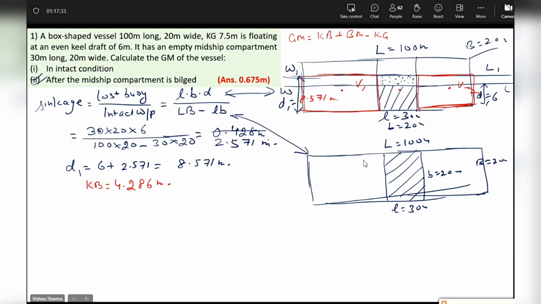Now I'm using some terms, guys. One term I'm using is underwater volume. Underwater volume need not be volume of buoyancy. Why? Because the vessel is bilged. Second, underwater volume is not necessarily volume contributing to buoyancy.